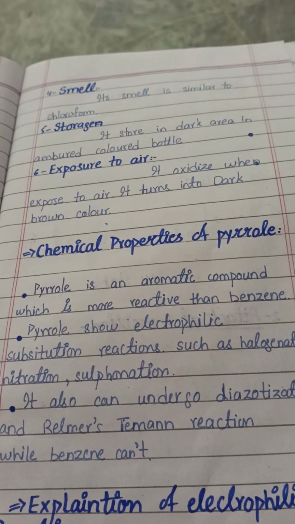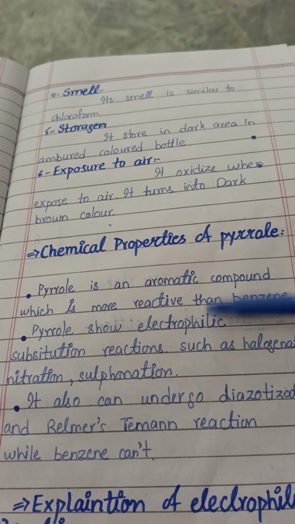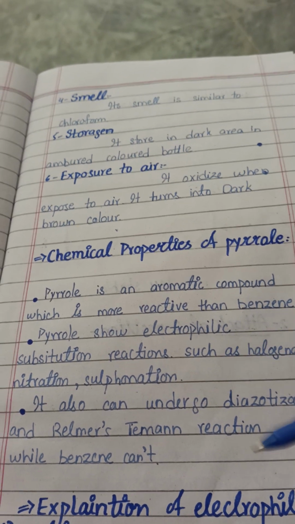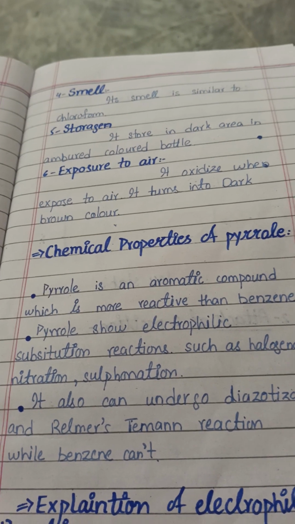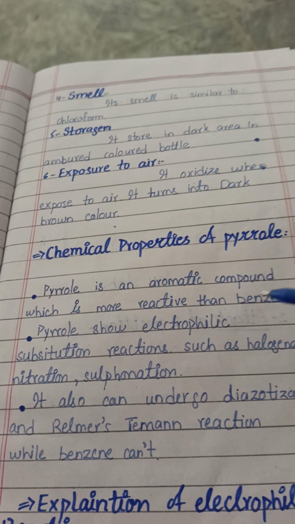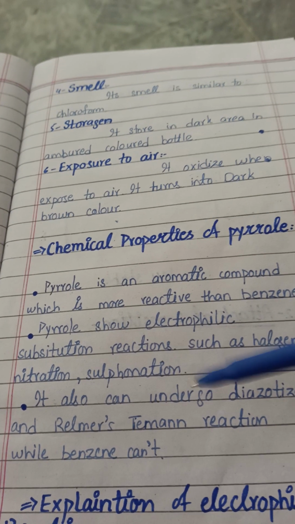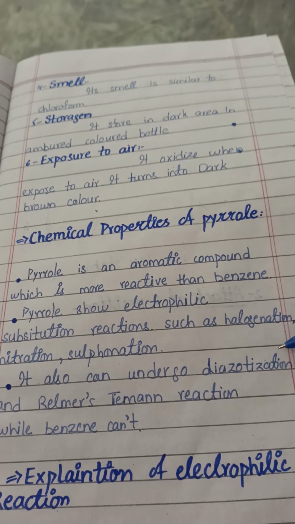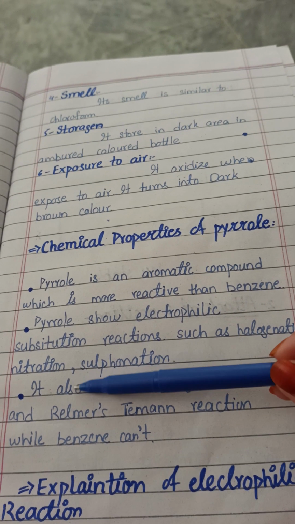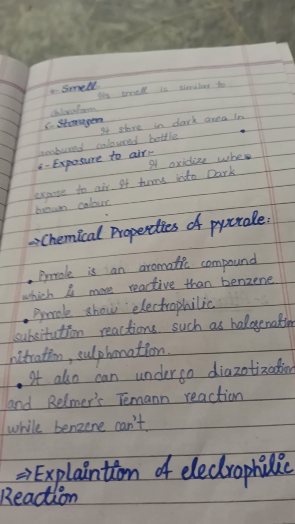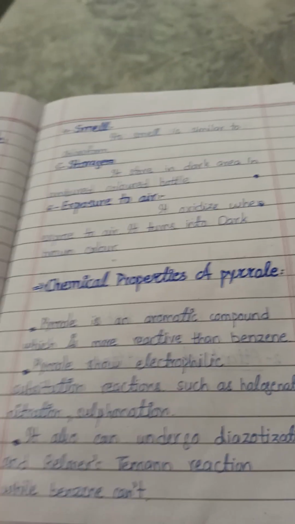Chemical property: it is more aromatic than benzene because of the presence of the pi electronic bond. So it shows electrophilic substitution reactions, for example halogenation, nitration and sulfonation. Okay, it also undergoes diazotation and the Reimer-Tiemann reaction, while benzene cannot. And how it undergoes electrophilic substitution reaction, now we will study it.